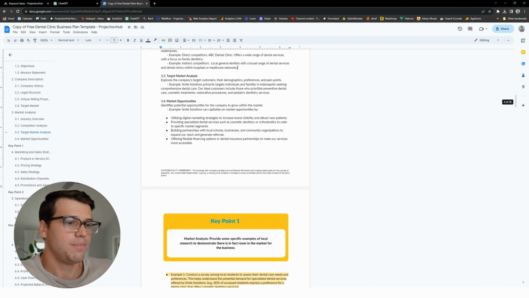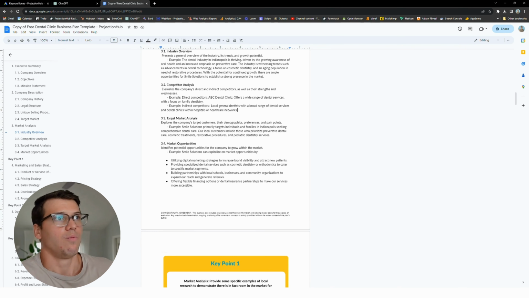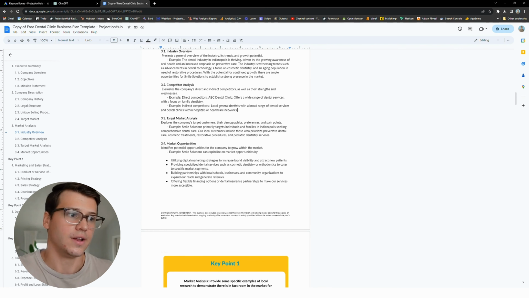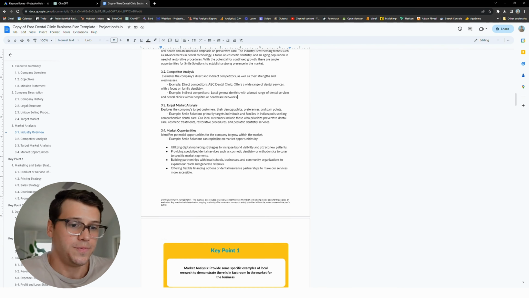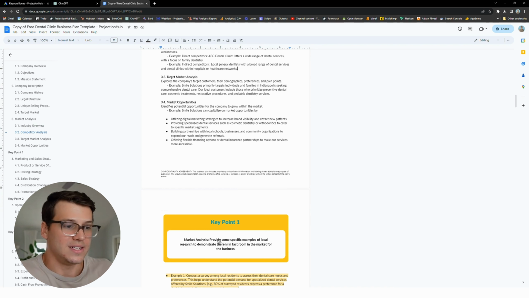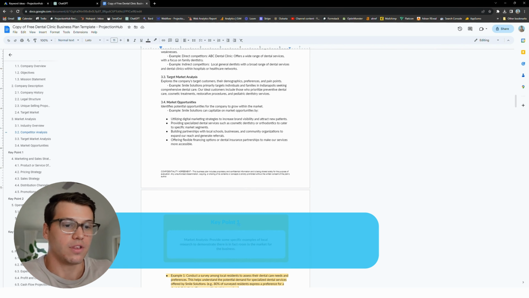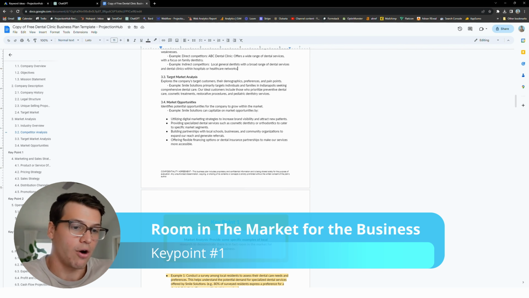And the key point here is what we want to try to avoid in our business plan is just saying, well, I know that there's an opportunity here, so if I open a dental clinic, it's going to work just fine. We don't want to just assume. And so we want to try and demonstrate some specific examples of any local research that we can do that will support the fact that there is room in the market for our business.